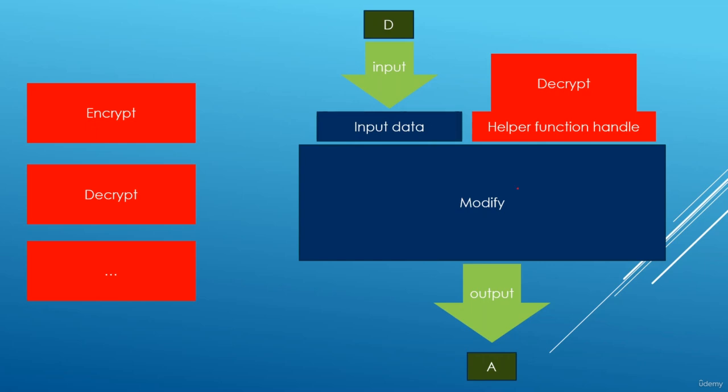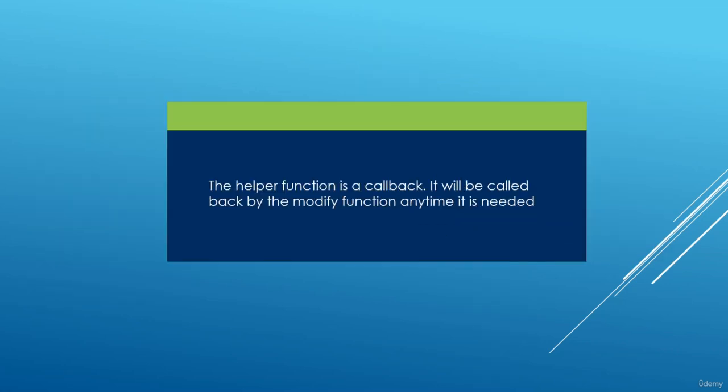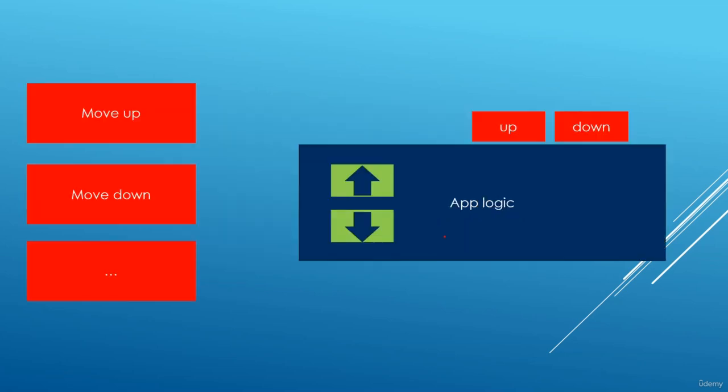Okay, one thing I want you to notice is that this helper function handle here is really a callback. It is a callback because it will be called back by our modify function in its body when it needs to do so. So you should keep this in mind. The helper function is a callback. It will be called by our modify function anytime it is needed. One thing you should know is that callback functions are heavily used in event-based programming, and graphical user interfaces are good examples of that. I am going to try and give you a simple example here.